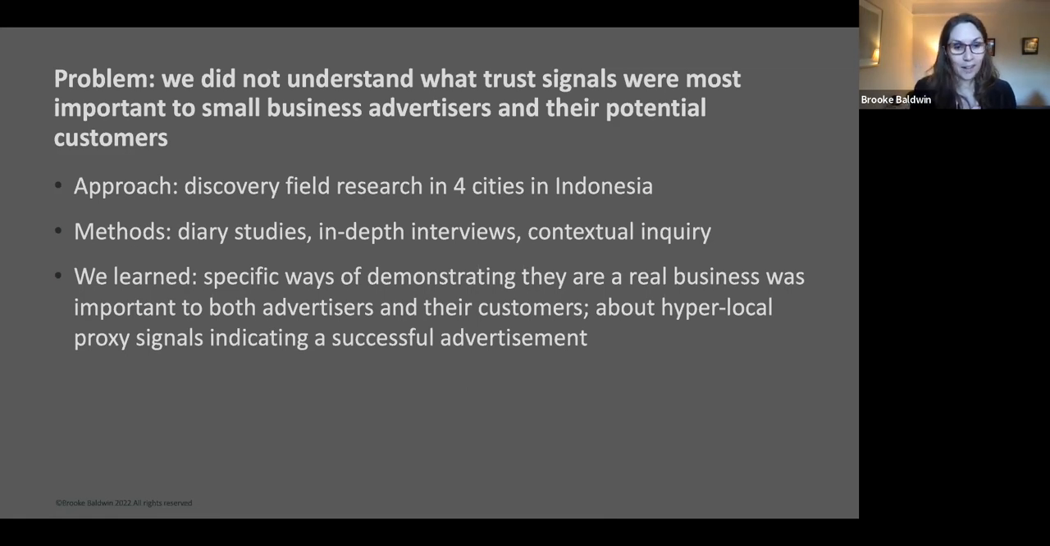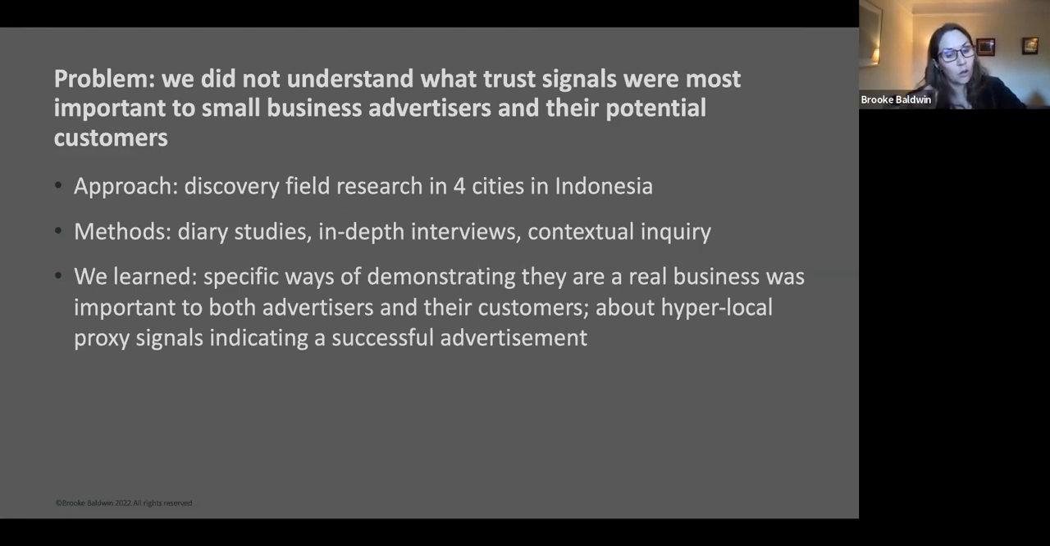We did what are called diary studies, which is before we even get in country, we have people recording all the kinds of things that they're doing, so we understand what they do daily in regards to the product or the activity. Again, we did these in-depth interviews, and again, we did these contextual inquiries. And we really learned that there were some very specific things that were common amongst small businesses that they wanted to be able to share.